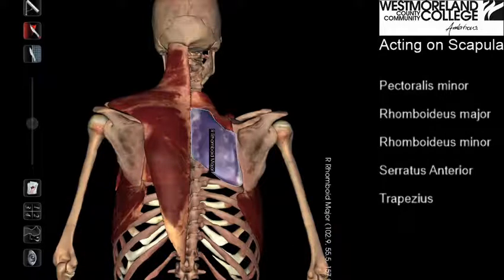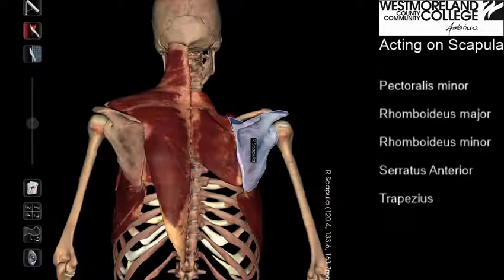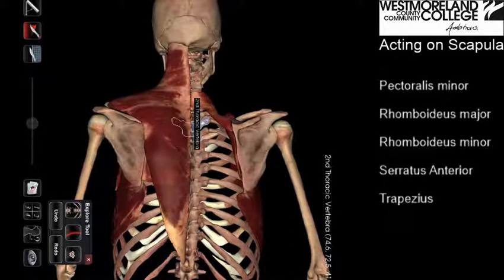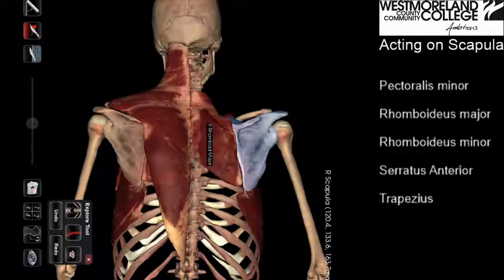Removing the trapezius, we see the rhomboideus major and minor. The major is the larger inferior one. The minor is the smaller superior one. So these insert on the scapula, and like the trapezius, they originate on the vertebral column, specifically the thoracic vertebrae for the rhomboideus major.